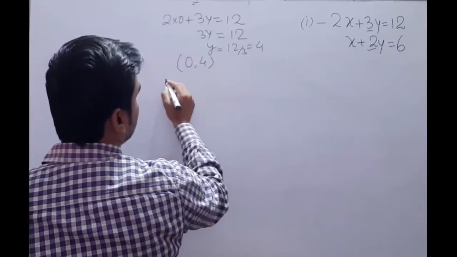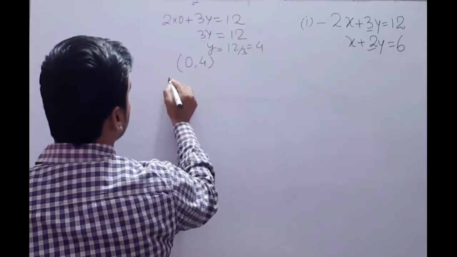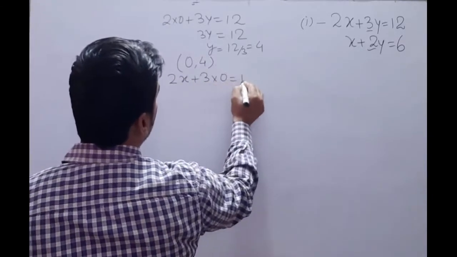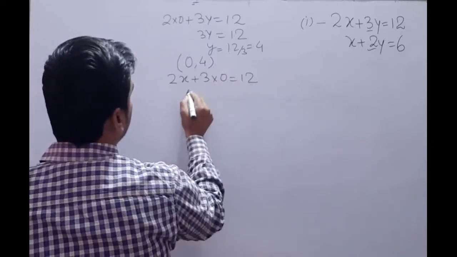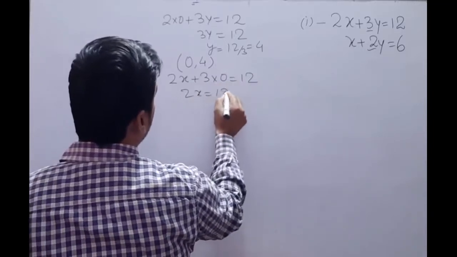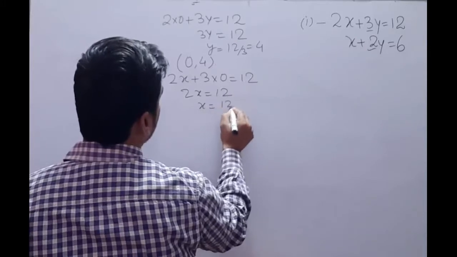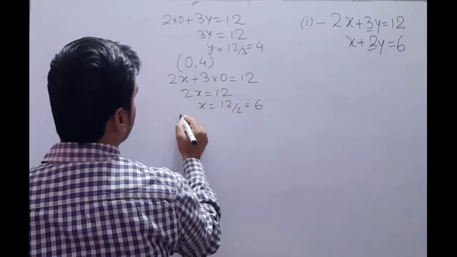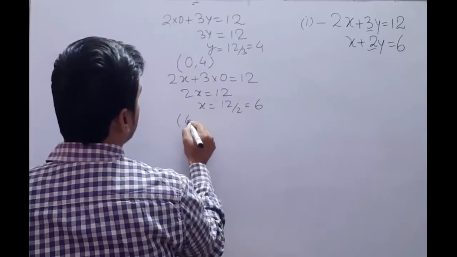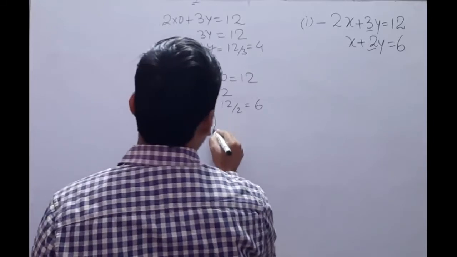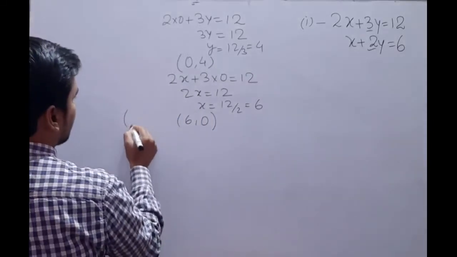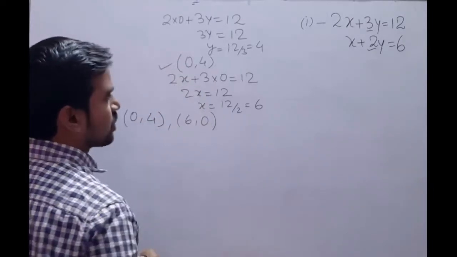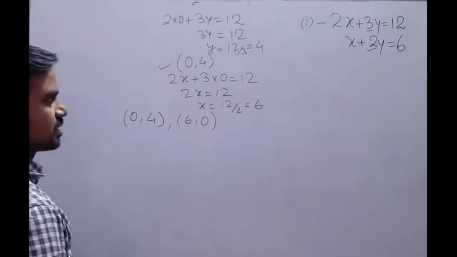If I put the value of y equals 0 in the first equation, 2x plus 3 into 0 equals 12, so 2x equals 12, x equals 12 by 2, that is equal to 6. So the second coordinate we have got is (6, 0). So the first one is (0, 4) and the second one is (6, 0). So for the first equation we have got the coordinates.